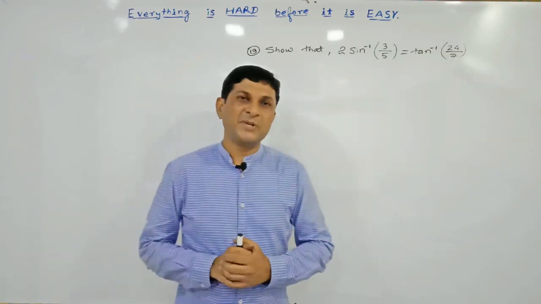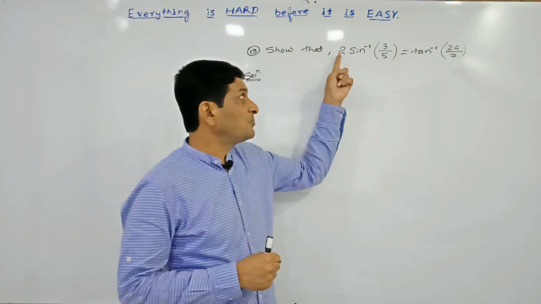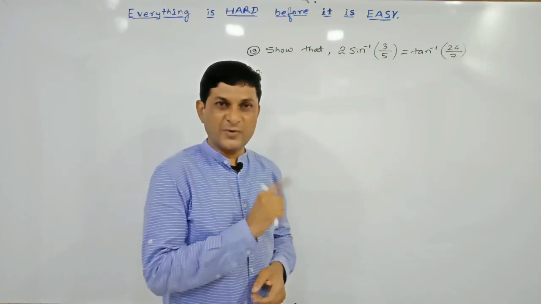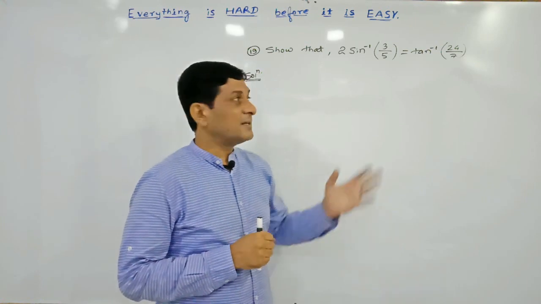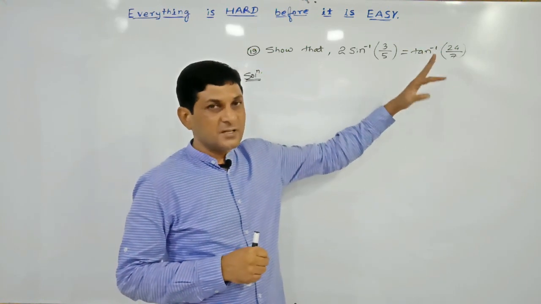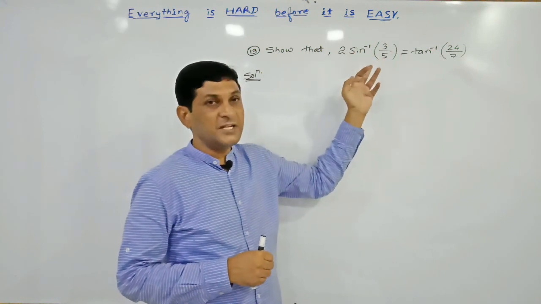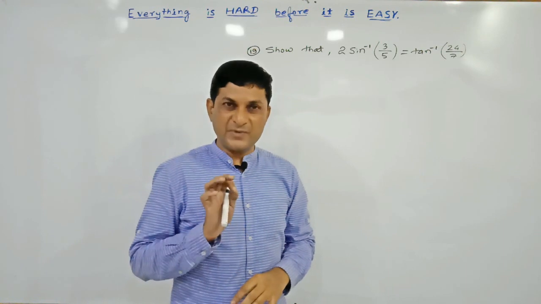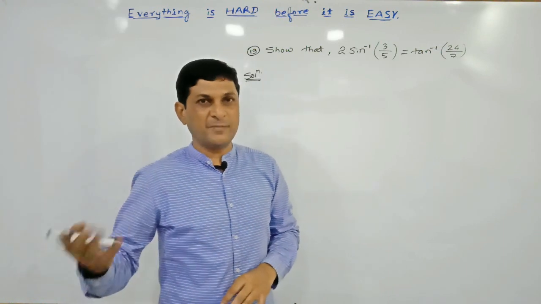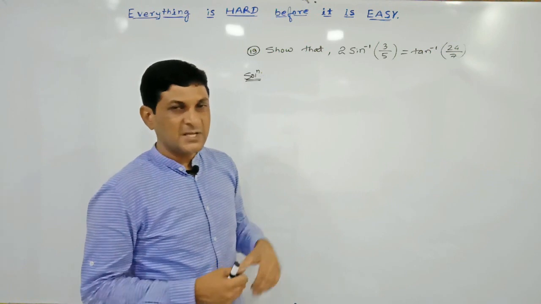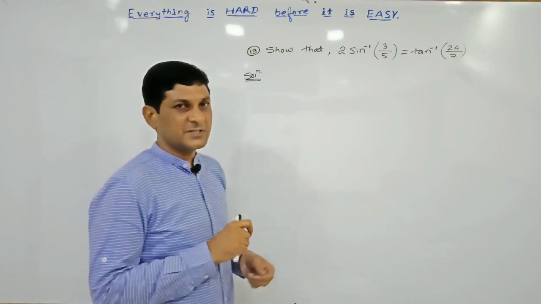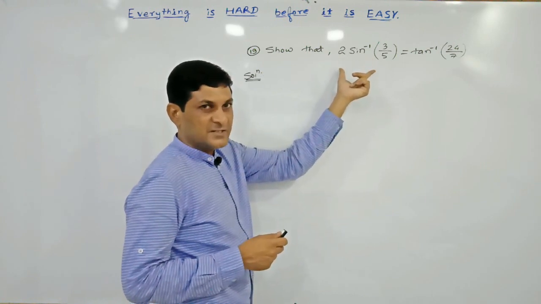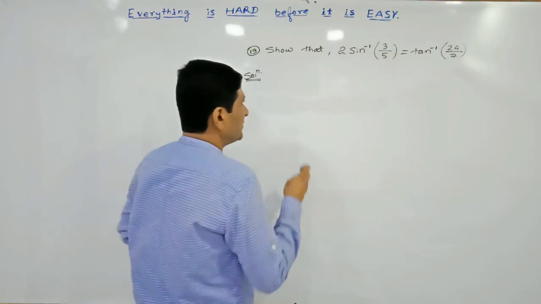See, in example number 19, we have to show that the value of 2 sin inverse of 3 by 5 is equal to tan inverse of 24 by 7. Now to get our required result, which is in terms of tan inverse, we are converting sin inverse in terms of tan inverse. See, every inverse trigonometric function can be converted into the 5 remaining inverse trigonometric functions. So here we are trying to convert sin inverse in terms of what? Tan inverse, and later on we will find the value of the left hand side, and we will try to show that its value is equal to what?